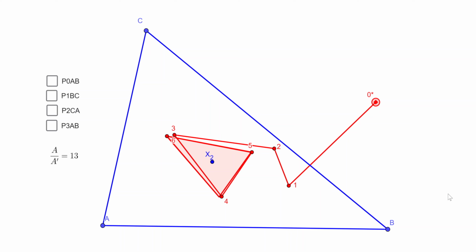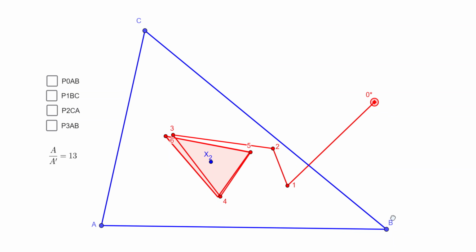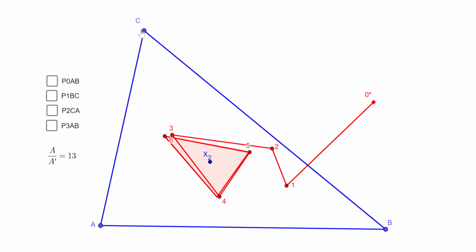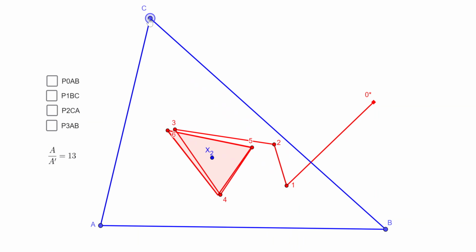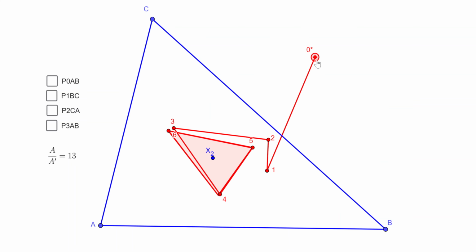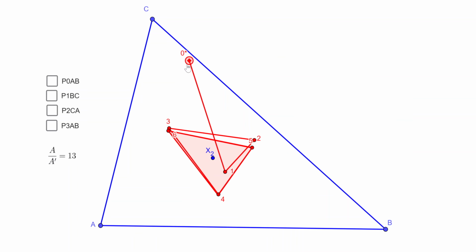Okay, so I just want to demonstrate an interesting iteration. Let's take triangle ABC here, okay? And I'm just going to fix A and B without loss of generality. I'm just going to choose some generic ABC here, all right? Now I'm going to also choose a starting point marked here with 0 star, okay?